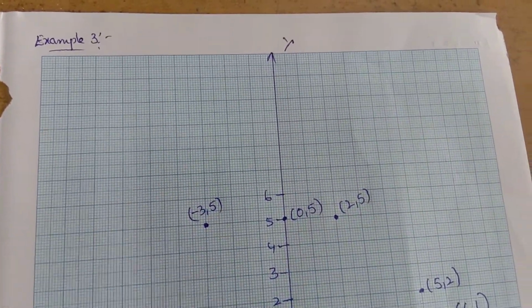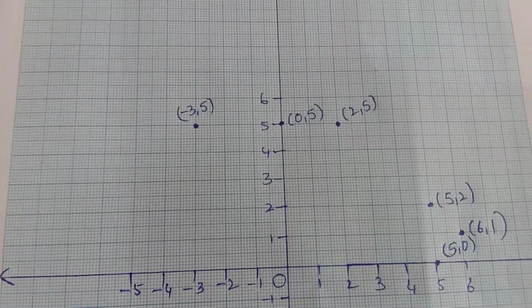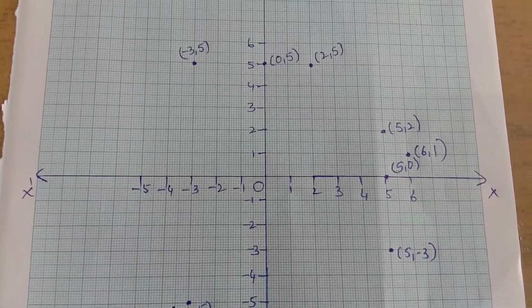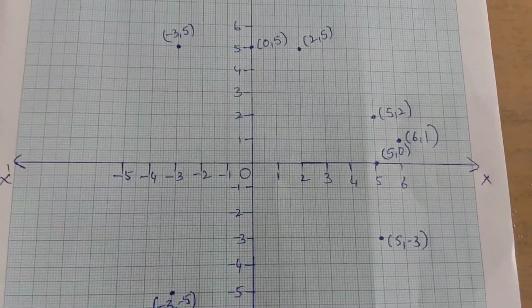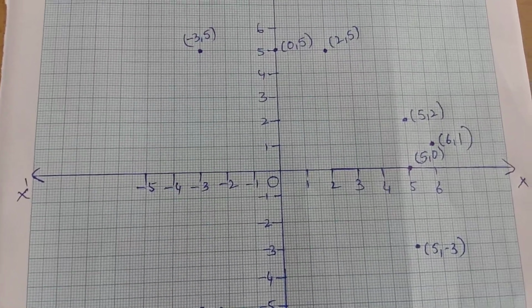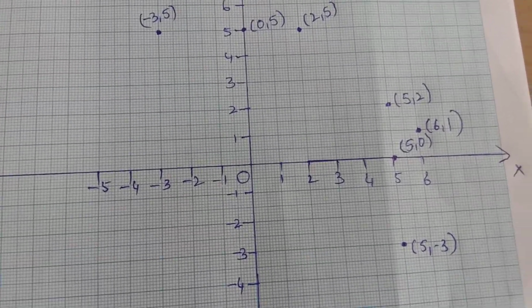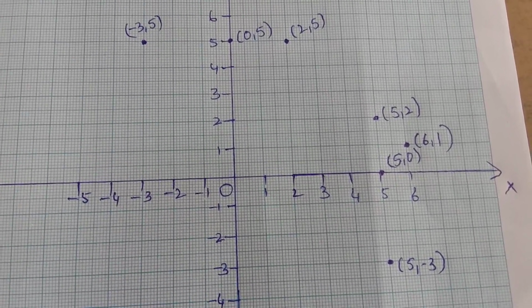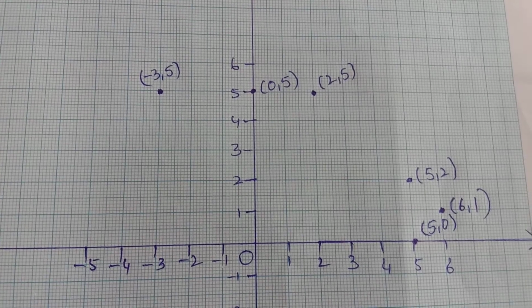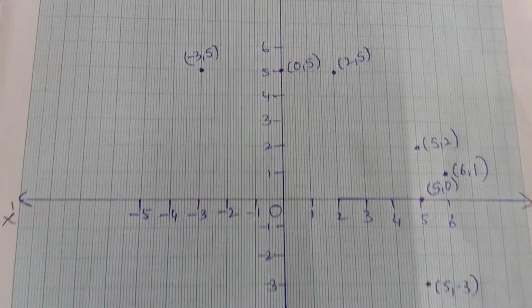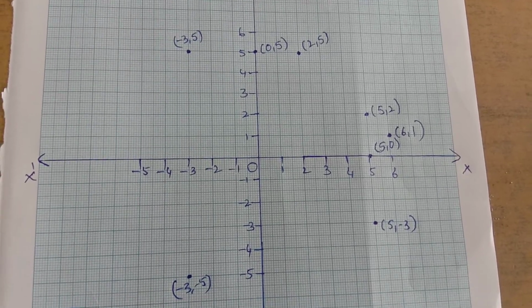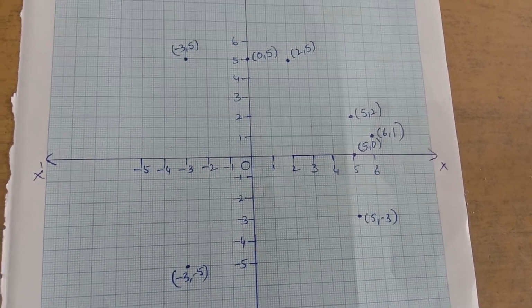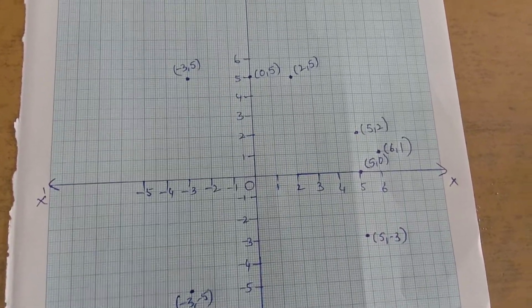Yes, you see example 3 which I explained on the board, and I have represented it on the graph paper. Using graph paper, it is very easy to locate the points because we will find the horizontal lines and vertical lines. You see 5 comma 0 means this 5 is on the x-axis and 0 is on the y-axis. And this is 0 comma 5, 2 comma 5, minus 3 comma 5. All the points are located on the graph paper. It is very easy, so that's why we use graph paper to plot the points.